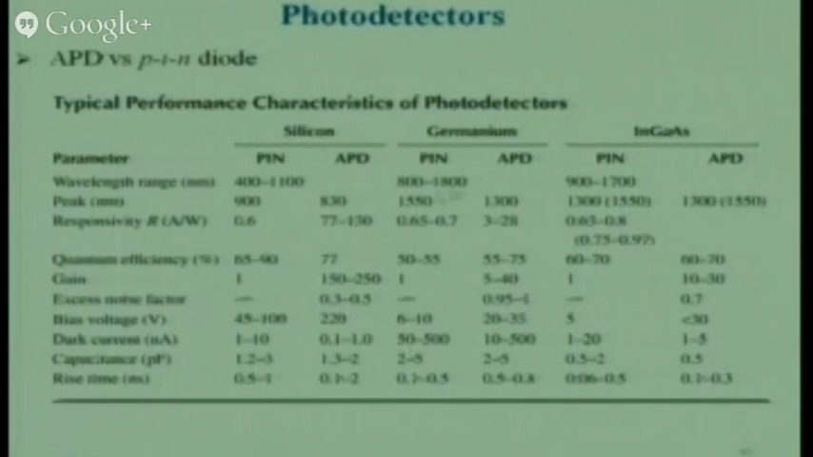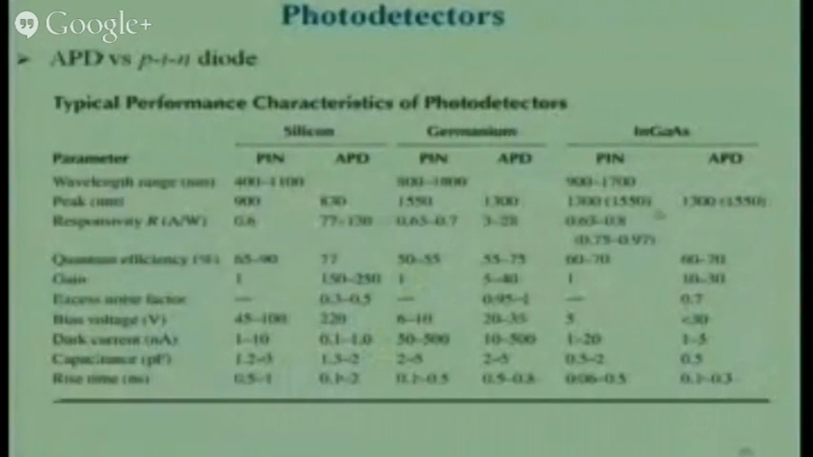These are some of the APDs and photodiodes available in the market. These are silicon, range is this; germanium, range is this; indium gallium arsenide, 900 to 1700 nm. Then the peak wavelengths, and then the responsivity, which is 0.6 for the silicon PIN case, and 130 for the APD case. That means the responsivity is much higher in that case. For indium gallium arsenide, it is 0.63, 0.8. Then quantum efficiency is around 90%. For germanium it is 55, and for indium gallium arsenide it is 75, 70%.